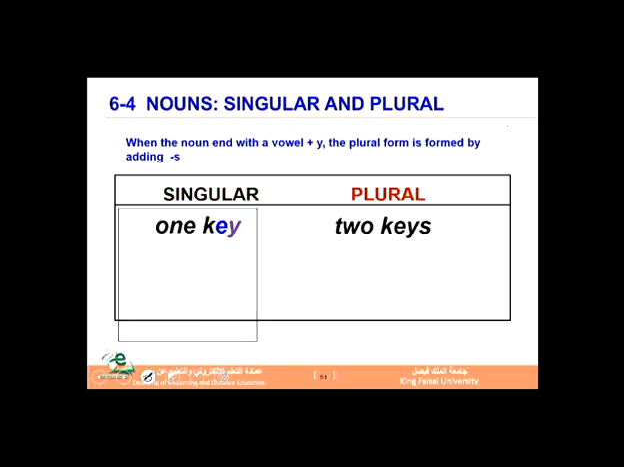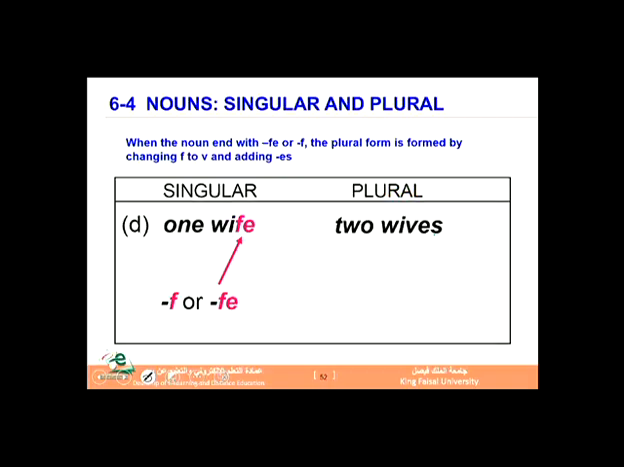Now, sometimes we have another example here. E is a vowel followed by Y. To make a plural, you just add S to the end. That is a vowel, that is Y, so you just add S to the end of the word key to get keys, plural.